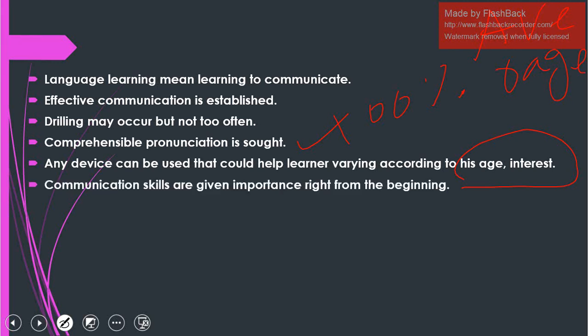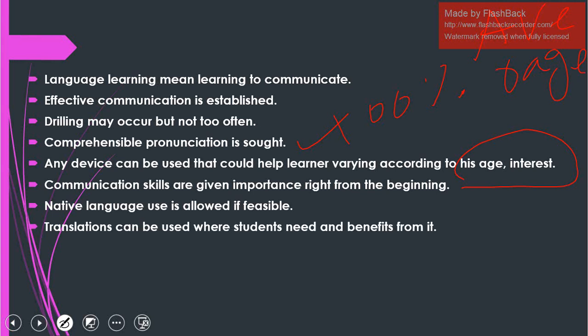Communication skills are given importance right from the beginning. From the very start, communication is emphasized. Native language use is allowed if viable. You are not totally stopped from using your native language. You can use it depending on the situation, if it's viable.